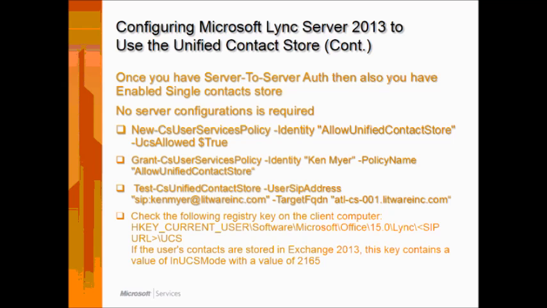Once you finish assigning these new policies to the user, you can test. Okay, and this is what I actually like in Lync, that you can test everything. So you can run Test-CsUnifiedContactStore. You type here the user SIP address, for example this, and -TargetFqdn.